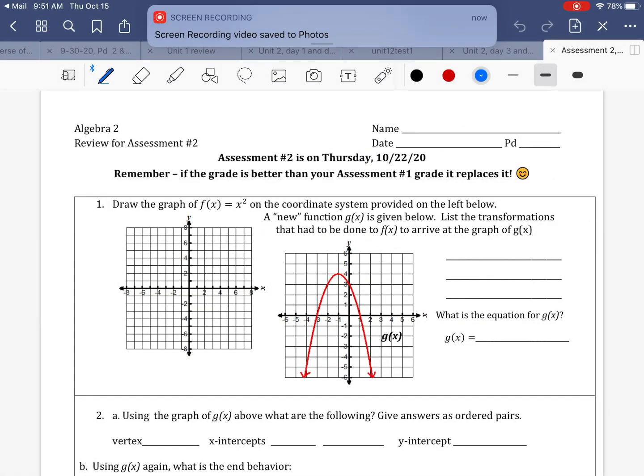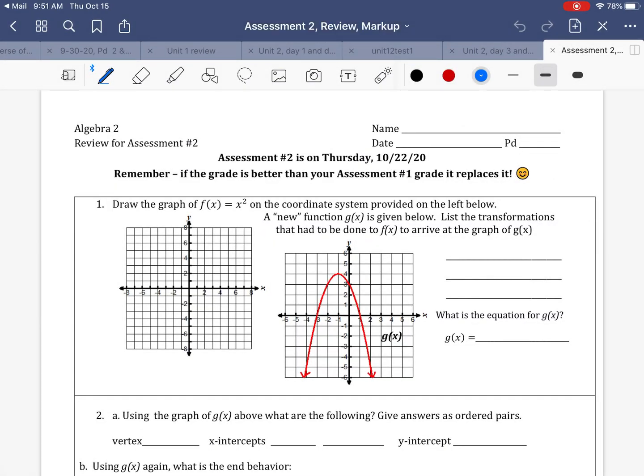All right, hello there. So we're going to be going over the review for assessment number 2 and something to take note of. Remember, if you do better on this assessment than your last assessment, then it's going to replace that grade. So that should be a good incentive. If you do worse, then your other grade just stays locked in. So that will be on Thursday the 22nd, next Thursday. All right, so here we go.